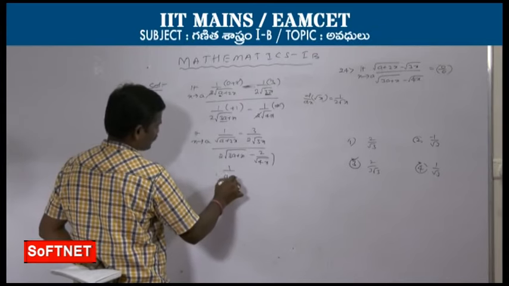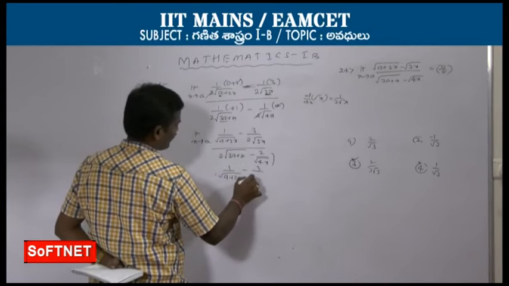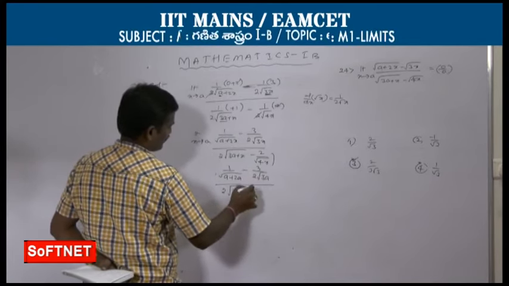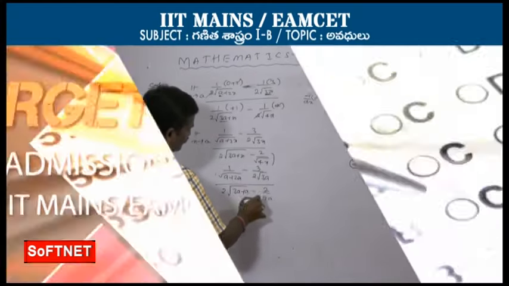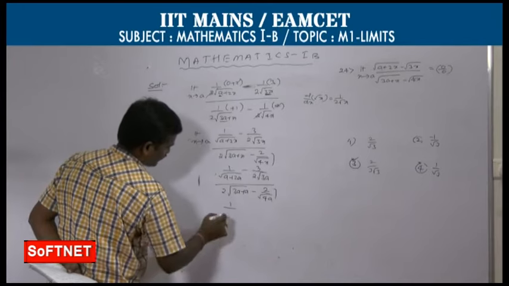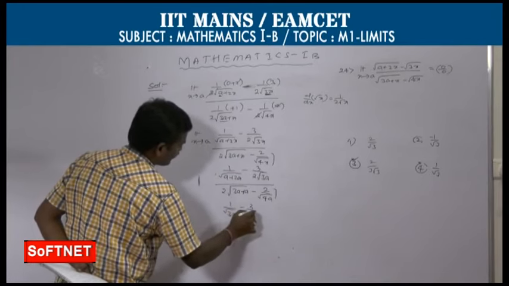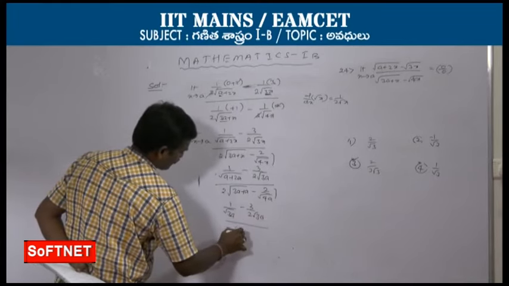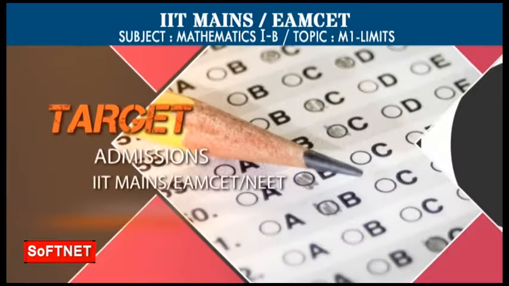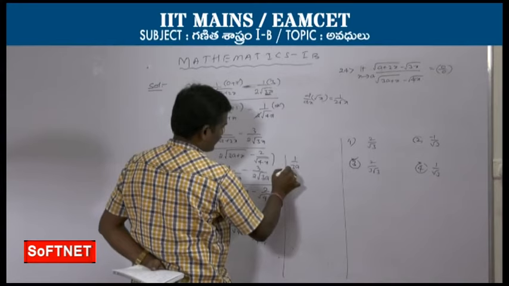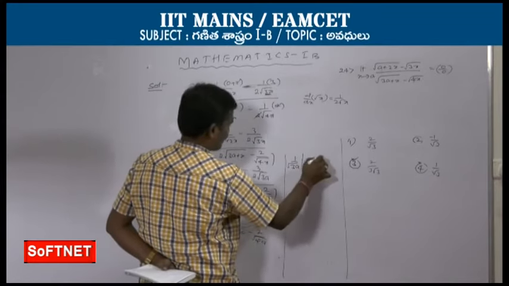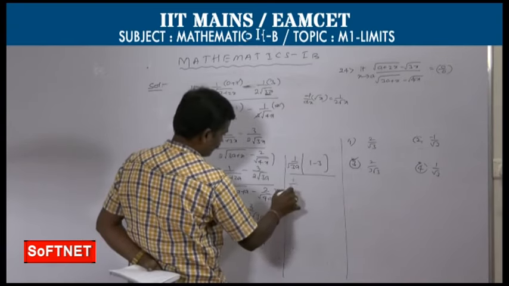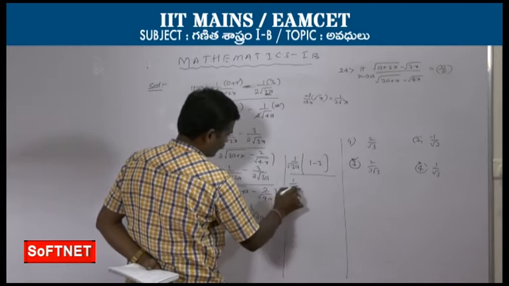So 1 by a plus 2a minus 3 by 2 root over 3a by 2 root over 3a plus a minus 2 by 4 root a. 1 by 2 plus 1 3a minus 3 by 2 root 3a by 2 into root 4a minus 2 by root 4a. So in numerator 1 by root 3a is common. So 1 minus 3. 1 by 4 root a is common, 1 by 4 root a, it is under root 4a.